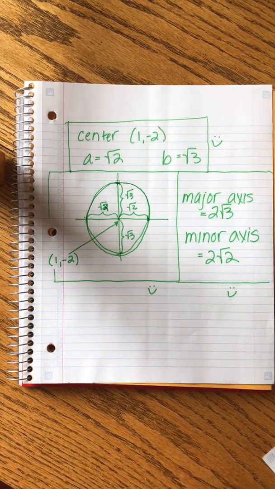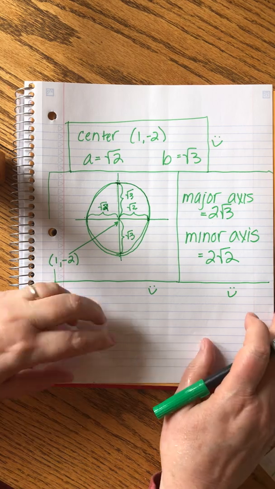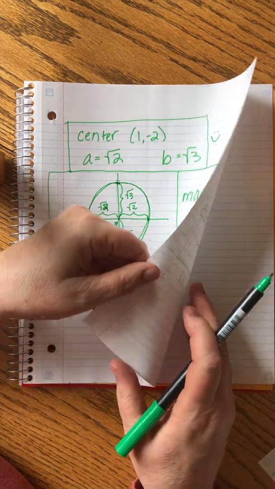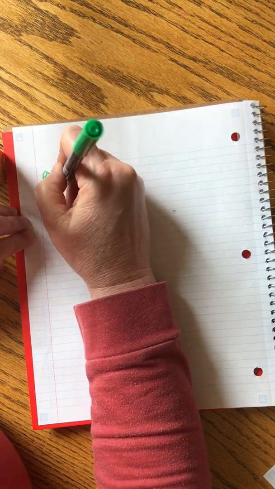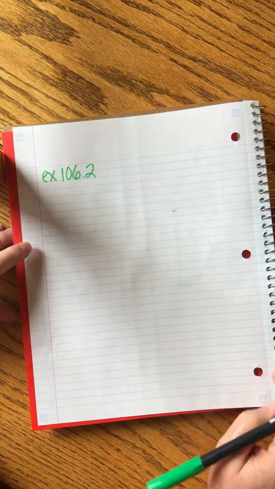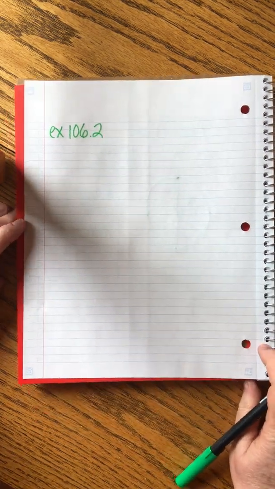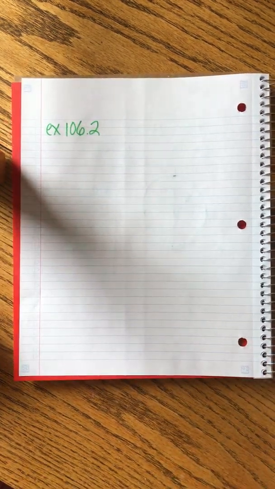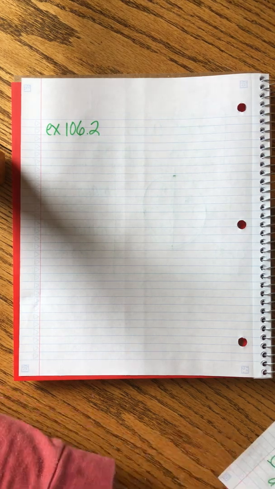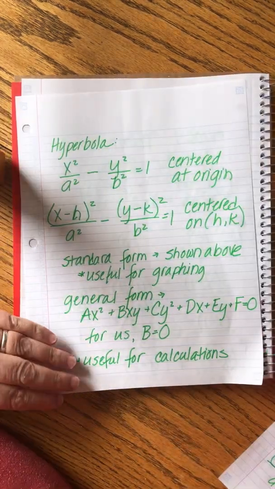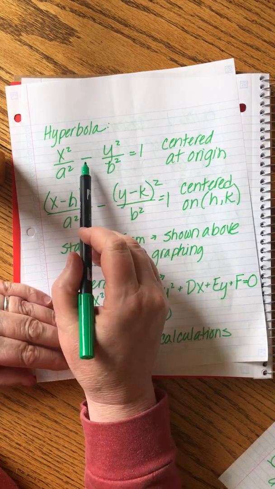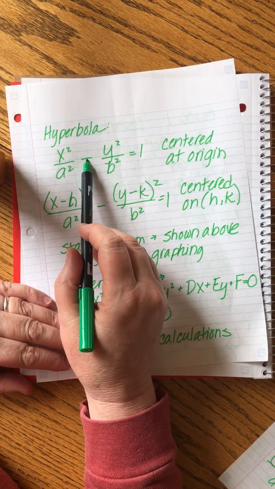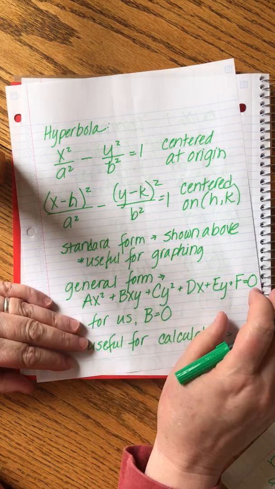Okay, sorry. We're going to do the problem with the hyperbola off center. Example 106.2. And let's just remind ourselves, here's our hyperbola information. So this equation looks just like the ellipse, except there's a subtraction, a minus sign in between, and we'll adjust with the h and the k.